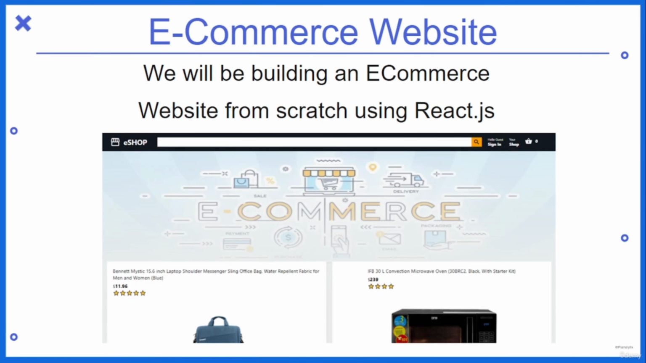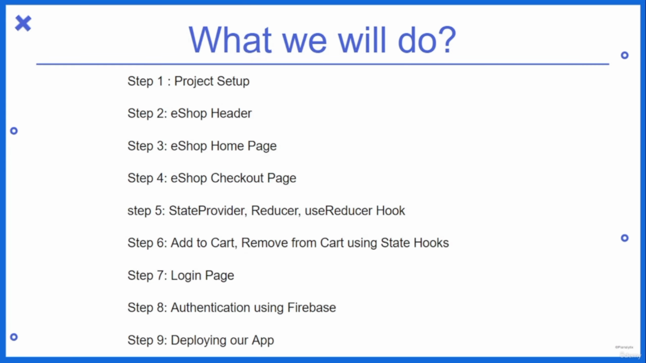In this project, we'll see how to build an e-commerce website completely from scratch using React.js. So what we will do, first thing, we'll set up our project to start working with React. Then in step 2, we will start building the components of the website, that is eShop. eShop is the name of the e-commerce website that we are going to build in this project. So the components are header, home page, checkout page, and then login page.